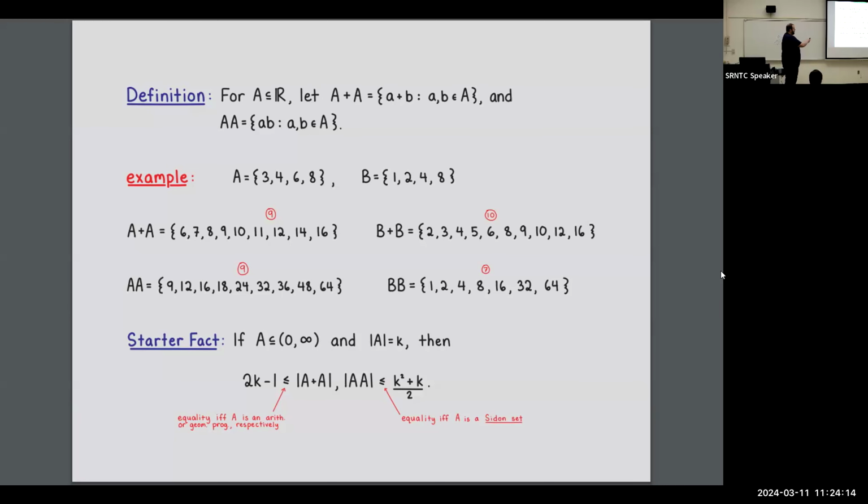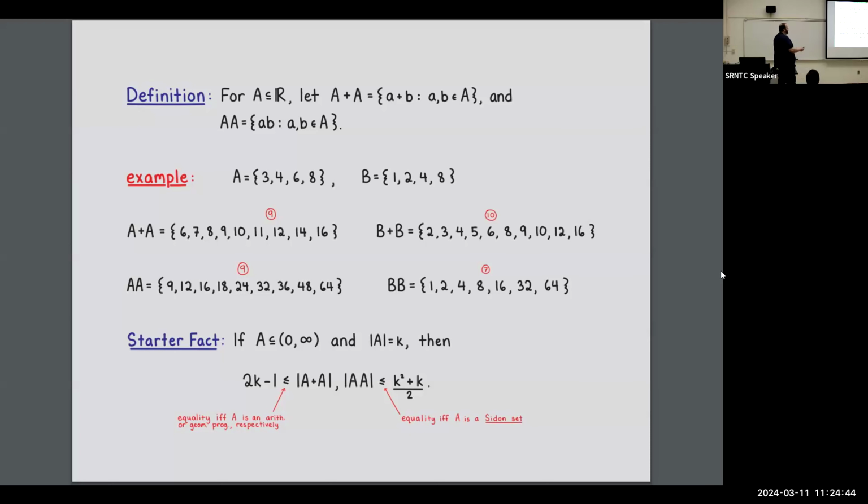In these two examples, these are both 4-element sets. If you look at the sum set of A, you have these 9 elements, right? 3 plus 3 is 6, all the way out to 8 plus 8 is 16. The product set happens to also have 9 elements, from 3 times 3 equals 9, all the way to 8 times 8 equals 64. Now with B, there are 10 different sums, but only 7 different products.